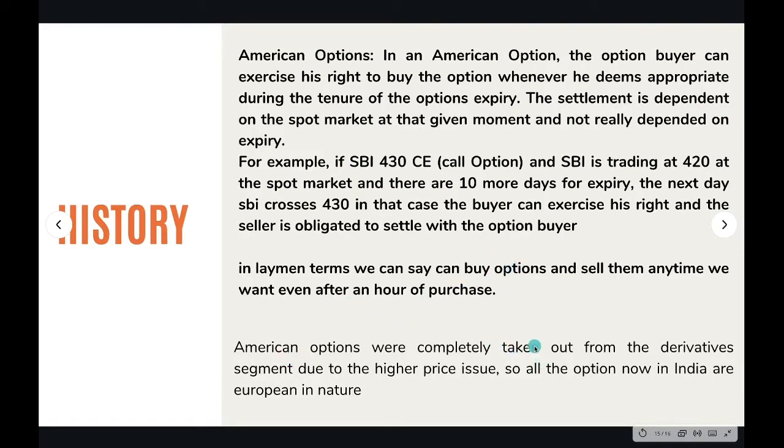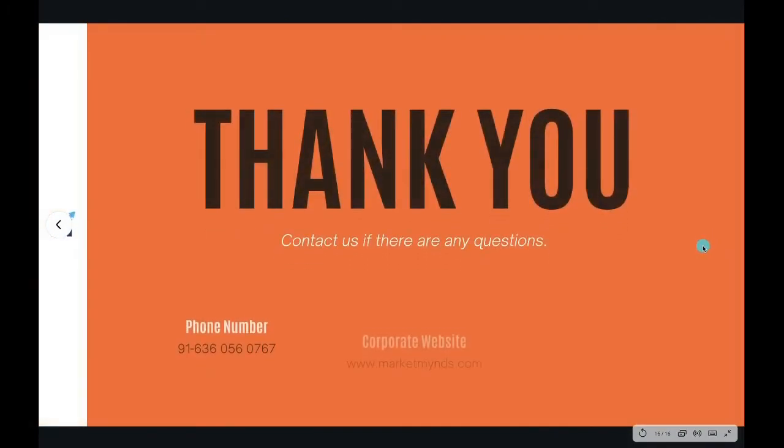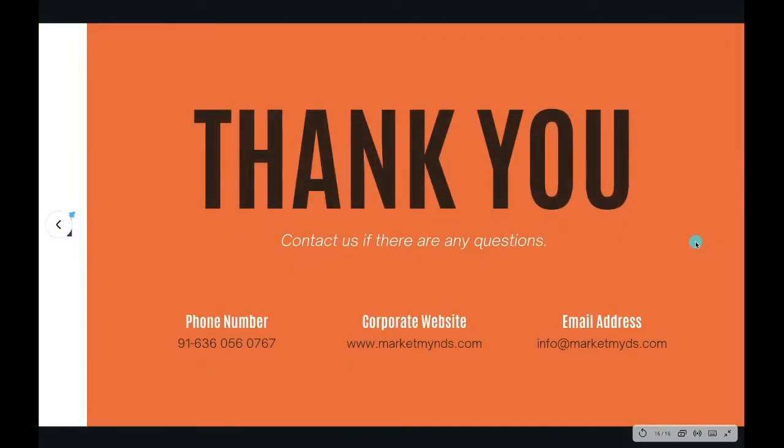American options were completely taken out from the derivative segment due to higher price issues. So all options now in India are European in nature. American options were taken out because every time there was a higher price, the seller used to lose a lot of money. That is the reason why American options were taken out. Now every option is European in nature, so it gets settled only on the expiry day.